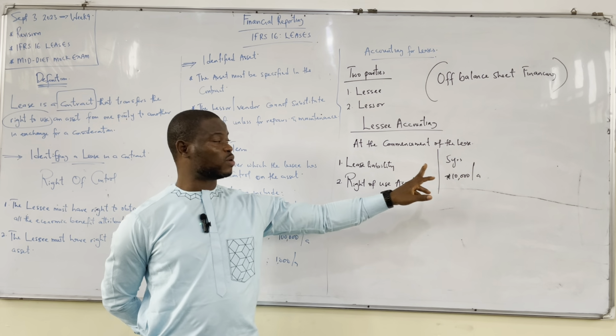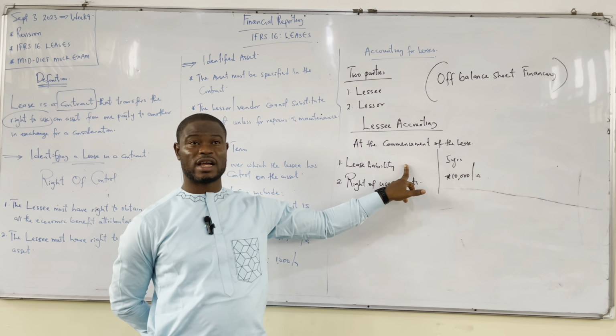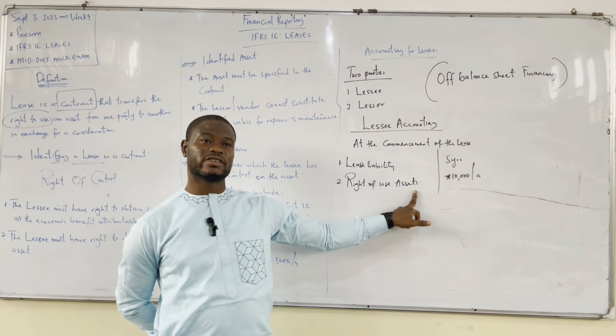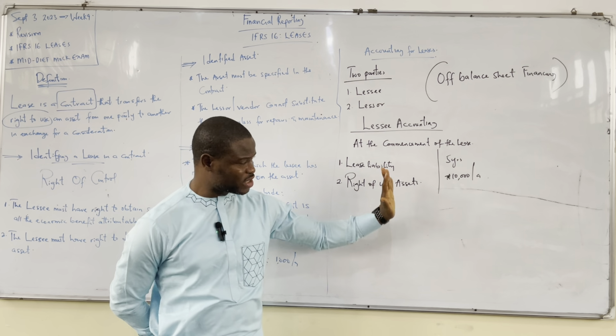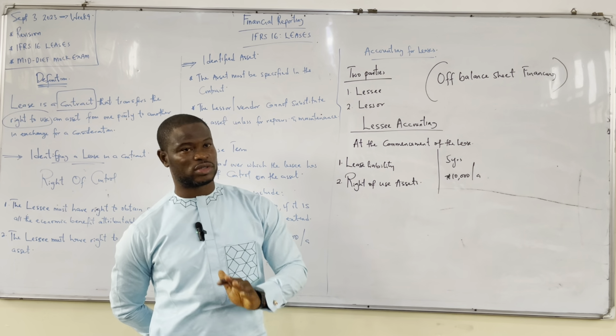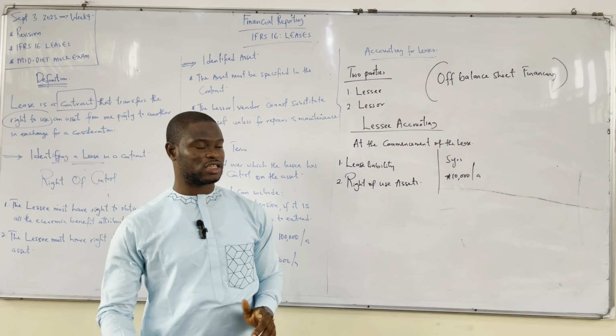So that is what you recognize as a lease liability and what? Right of use asset. So with that context again, let's take it one by one and let's see how it is put in the books. So let's start with the lease liability at the commencement date.